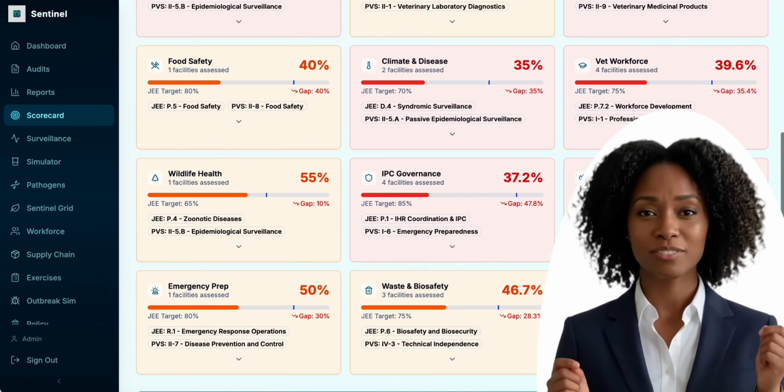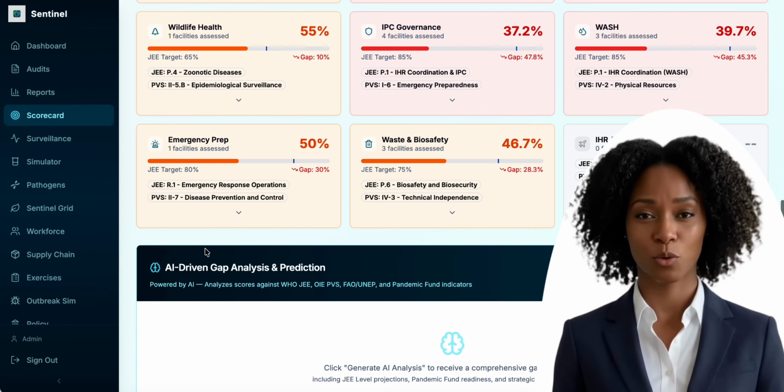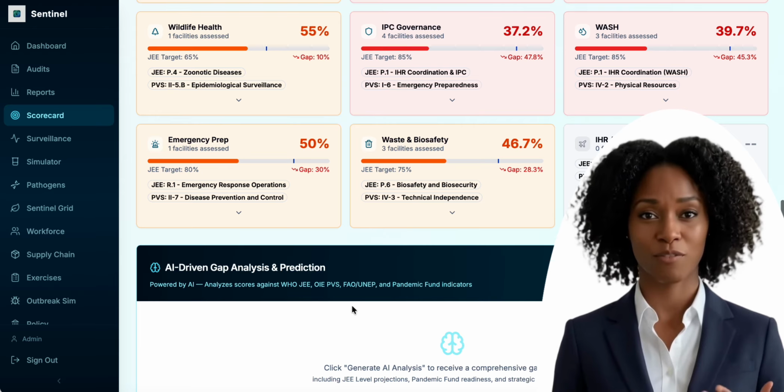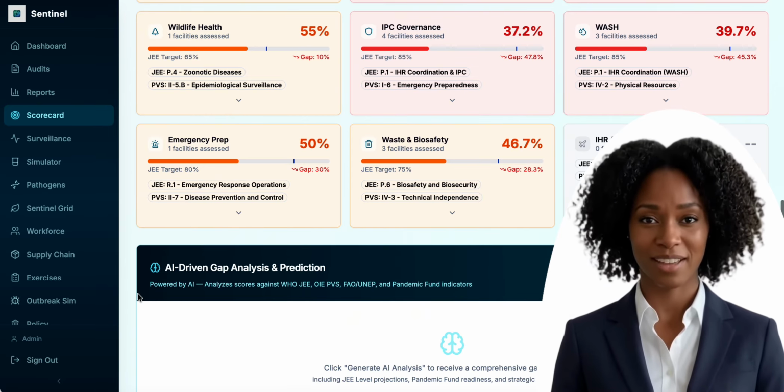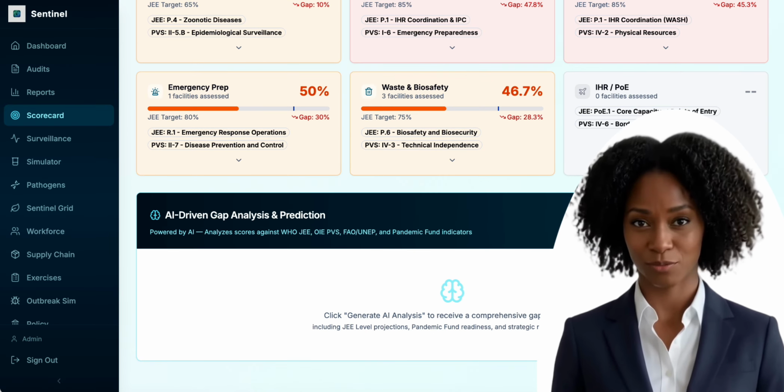In addition, One Health Sentinel incorporates AI-driven gap analysis and prediction, evaluating scores against WHO Joint External Evaluation Standards, OIE PVS, FAO UNEP, and Pandemic Fund indicators to forecast future vulnerabilities.